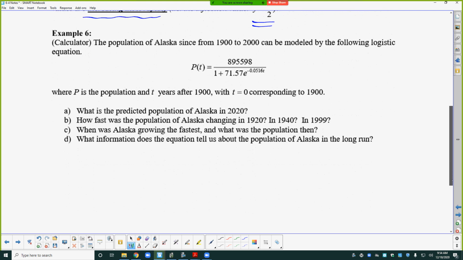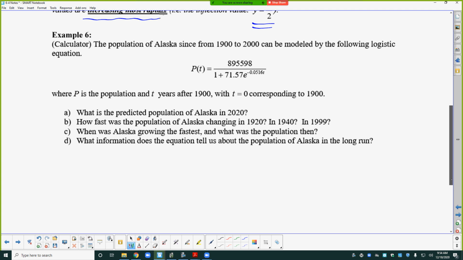What is the predicted population of Alaska in 2020? I'm not sure. Alaska. So we are looking at a differential equation, a logistic growth curve. We are at L minus LKT. That's my L. That's the product of L times K.